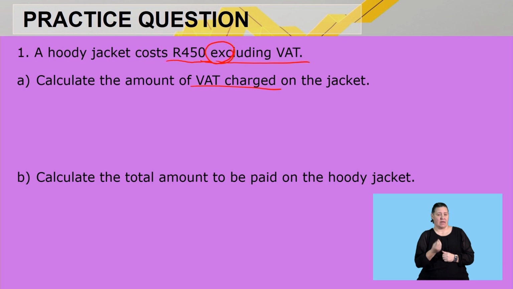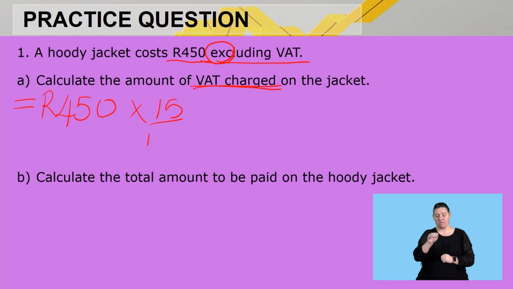So now let us look at what we are having in our questions. We are told that this customer will purchase a hoodie jacket worth 450, and in this VAT is not yet included. So we need to calculate what VAT amount will be charged on this item. Remember, it's going to be 450 multiplied by our percentage, which is levied on VAT, which is 15/100.